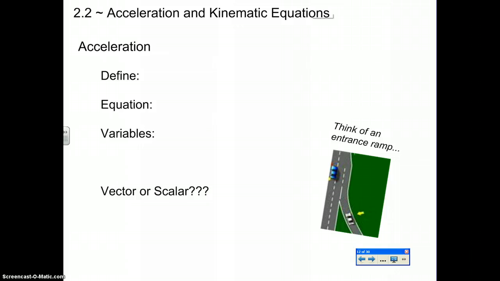Acceleration can be one of the trickier concepts here because, like speed and velocity, it is a rate, but it's a change in a rate, which makes it a little trickier. So let's get a formal definition down here. When we think about acceleration, what we want to recognize is that it is a rate. But specifically, it's a rate of change.